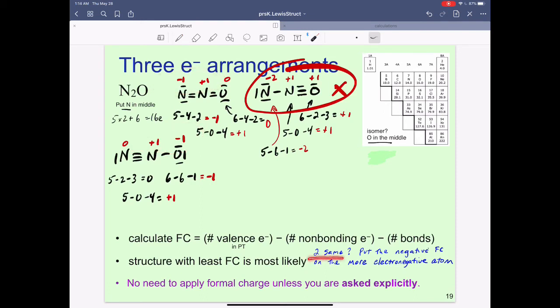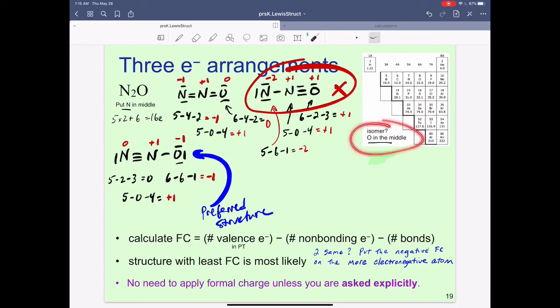If we end up with two sets of formal charge that's the same, a positive one and a negative one, we want the negative formal charge to end up on the more electronegative atom. That would be oxygen, and so that makes this structure preferred. So we'll circle the preferred structure, and lo and behold, experimental evidence has supported that there'd be a triple bond between the nitrogens and a single to the oxygen.